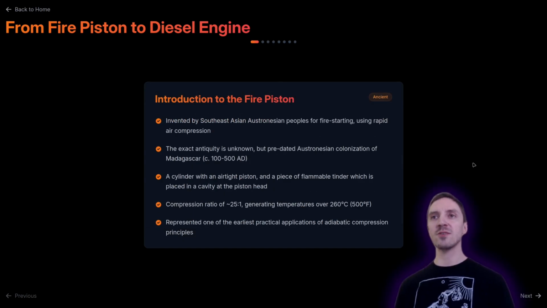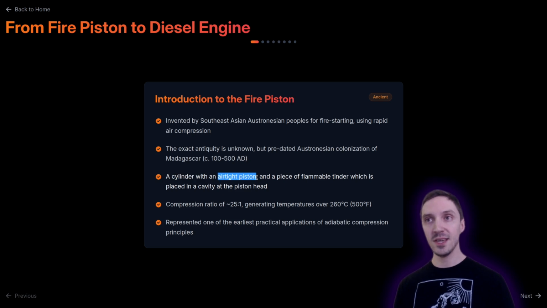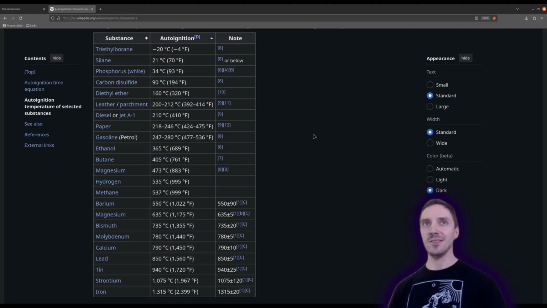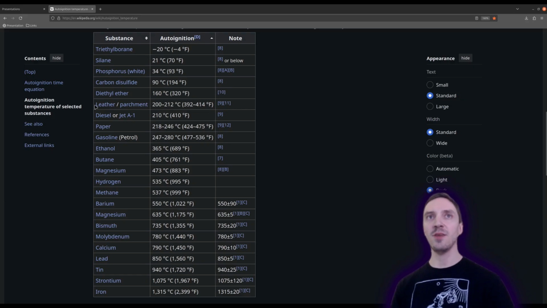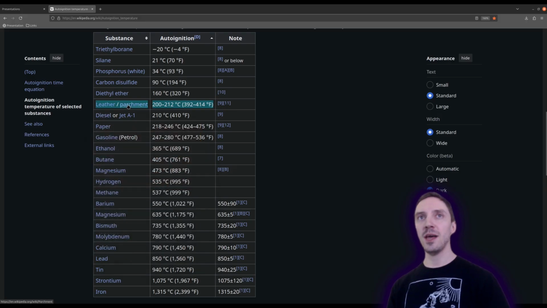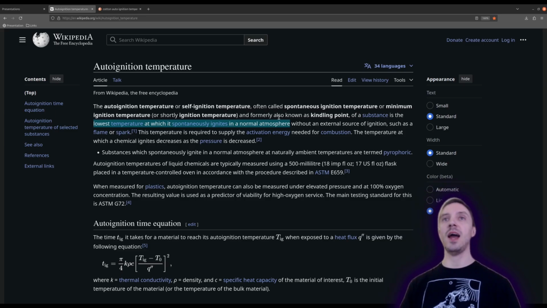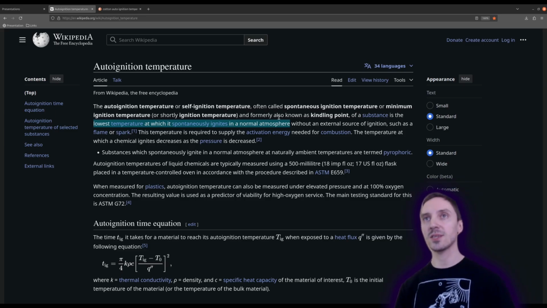All the fire piston requires is a cylinder, an airtight piston, and a piece of flammable tinder, which could just be like cotton. These are the auto ignition temperatures of certain substances. And you can see that leather parchment is right here. Diesel is between leather, parchment, and paper, which is the lowest temperature at which it spontaneously ignites in a normal atmosphere without an external source of ignition.